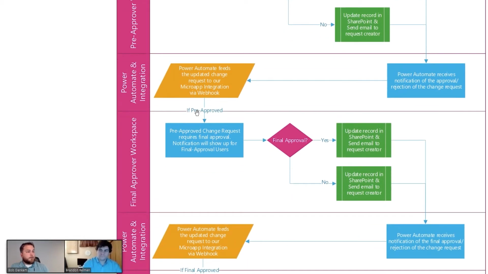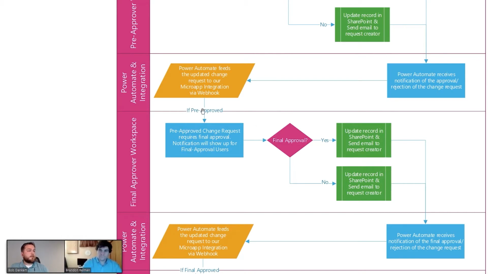If it was pre-approved, then we continue on down this process. If it was rejected, then that's sort of the end of this. The person who created the request can take a look at it and figure out why it was rejected and make any changes if they need to and resubmit it.